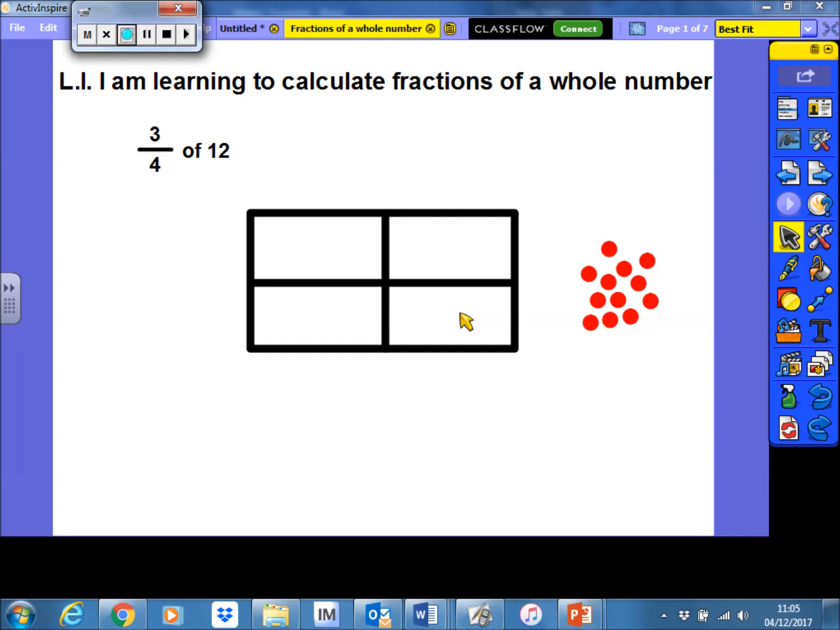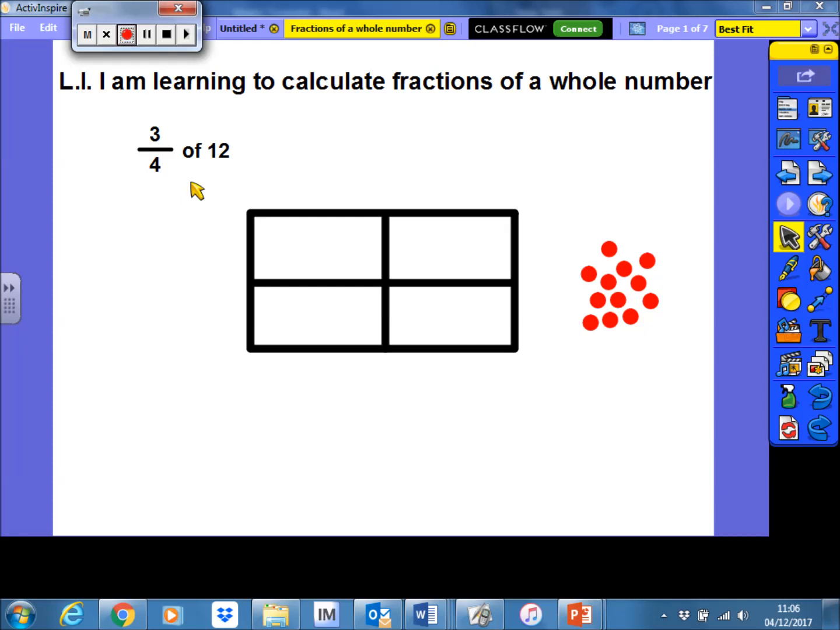Hi guys, in this video we're going to be looking at how to calculate fractions of whole numbers when the numerator is greater than the number 1. So we should already know how to work out, for instance, 1/4 of 12. We're now looking at how to work out 3/4 of 12, so when the top number, the numerator, is more than 1.